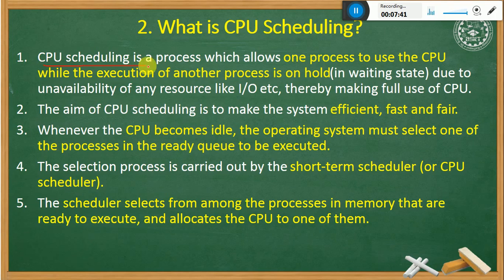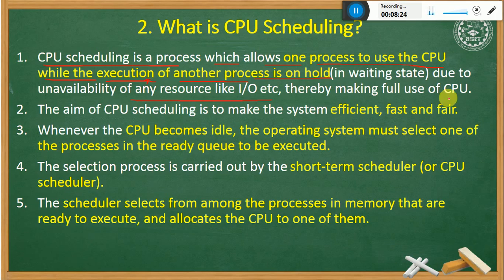The definition of CPU scheduling is like this. CPU scheduling is a process which allows one process to use the CPU while the execution of another process is on hold, meaning on hold due to its requirement of an IO device. In very simple language, CPU scheduling is a process which shifts one process from the ready queue to the running state, or CPU allocation, while another process is in execution but is waiting for the IO devices.